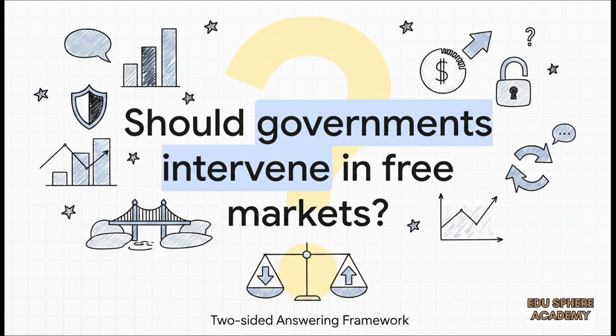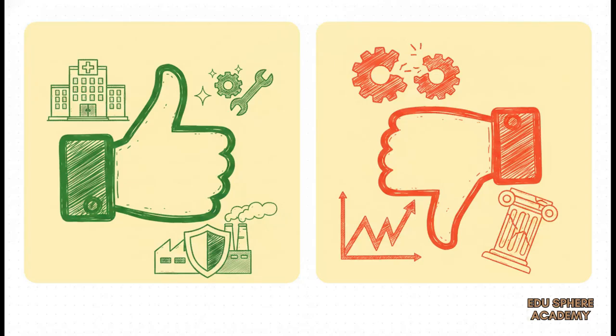Should governments intervene in free markets? When you see this sitting on the exam paper, you need to immediately think about setting up that two-sided answering framework we just talked about. To unlock the absolute top marks, you need that balanced agree versus disagree format.